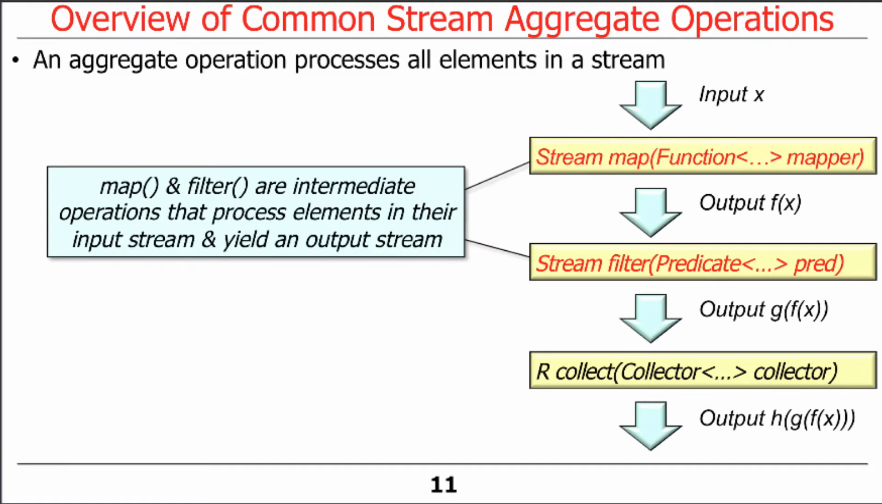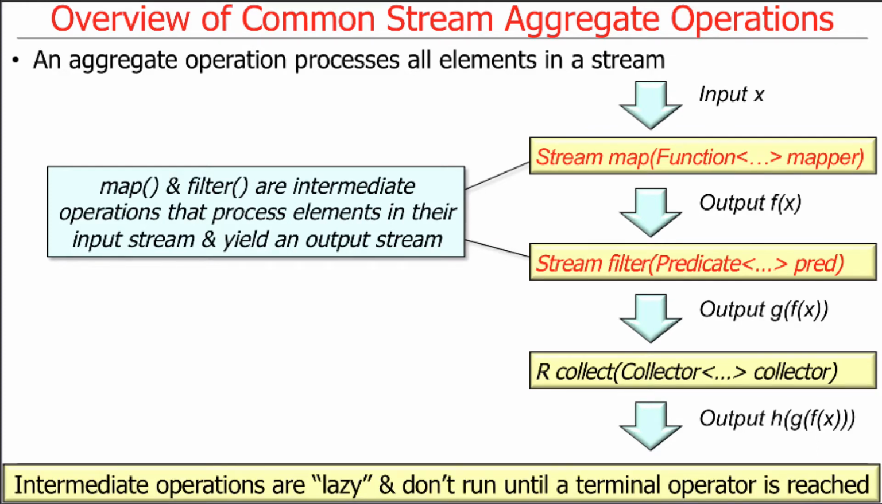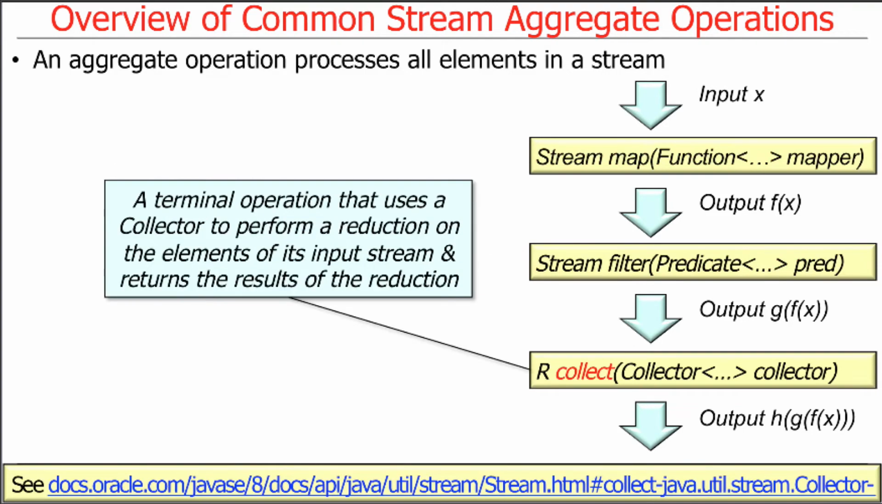Map and filter are intermediate operations. They process elements in their input stream, and they yield an output stream that's then passed on to the next phase or the next part of the pipeline. Something else that's really important to remember: these intermediate operations are lazy, and they don't actually run until a terminal operation is reached. It's only when we reach the one and only terminal operation that any of the intermediate operations run. That's there to enable certain types of optimizations.